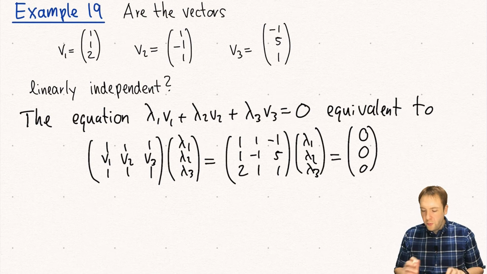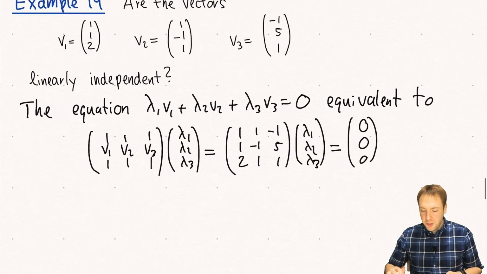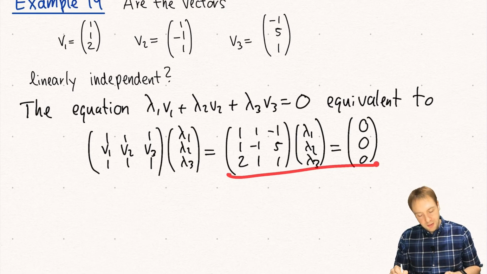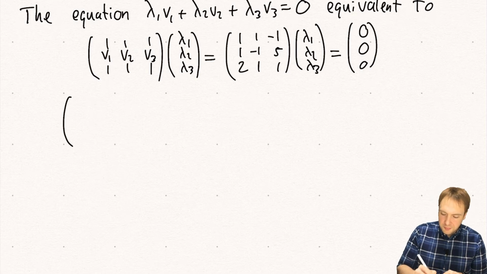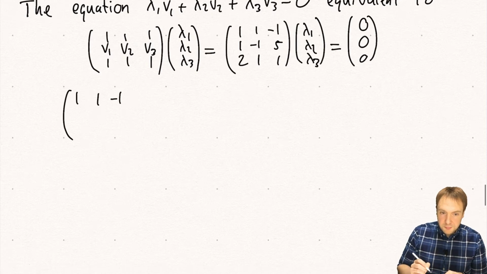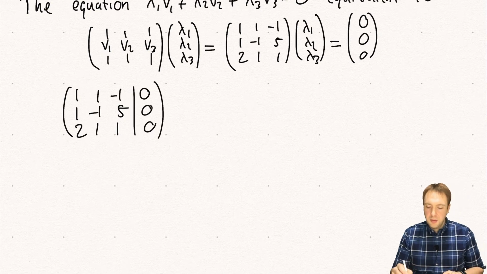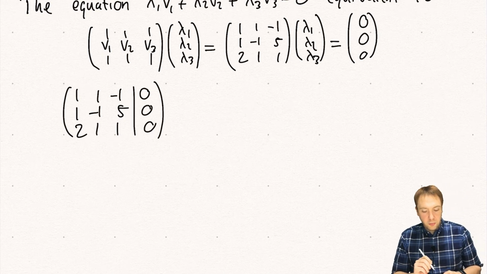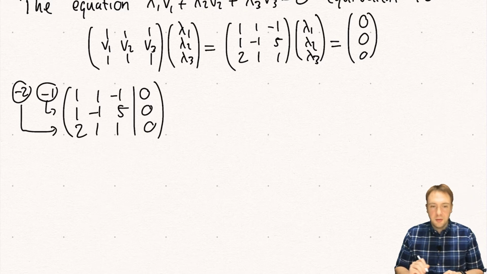And this we now already did a lot of times. So how do we solve this equation here? Well, we just consider the augmented matrix with these entries. 1, minus 1, 5, 2, 1, 1 on the left side, and on the right side we have zeros. And well, in this case, how do we do this? Well, here maybe minus 1 there, and minus 2 times there.